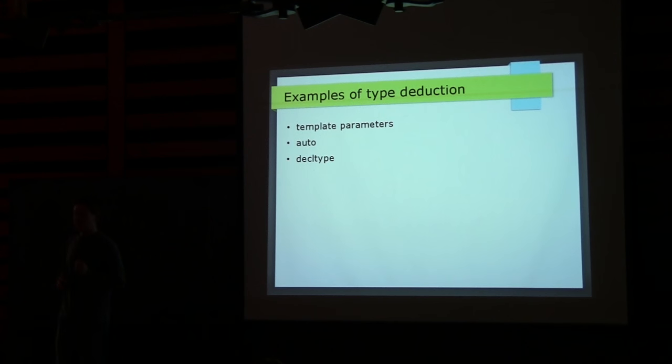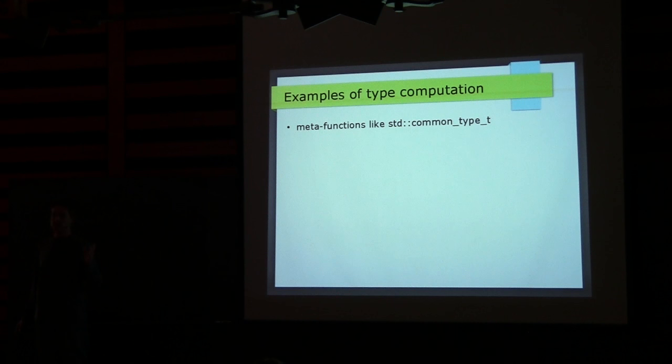Now, C++ also has template parameters, auto and decltype. That's presumably what most of you are here to learn some more about, and I'll be spending a lot of time talking about that as well. Now, in addition to type deduction, we have type computation. This is metafunctions like standard common type. Any way where you can take types and compute a new type from them.